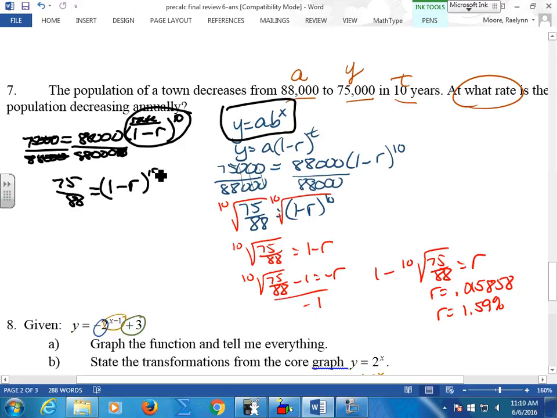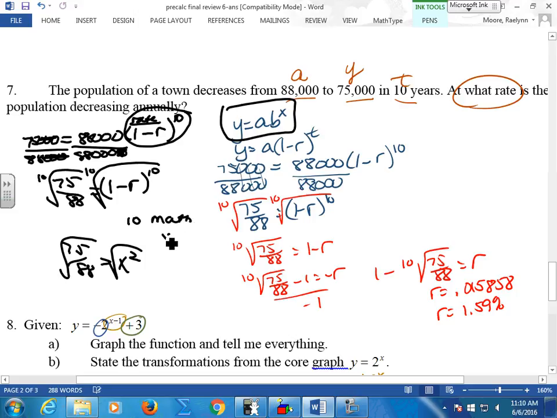Now, if this guy was equal to x squared, how would I solve it? Square root. So this says to the 10th power, I take the 10th root. In your calculator, you're going to put a 10, go to math, then go to the one that has the x there, and then plug this in. Your rate has to be really, really small. It's going to be like 0.0 something or other. 0.0158 something. If I move the decimal, it's a little bit more than 1%, 1.5% or so. Rates are small.